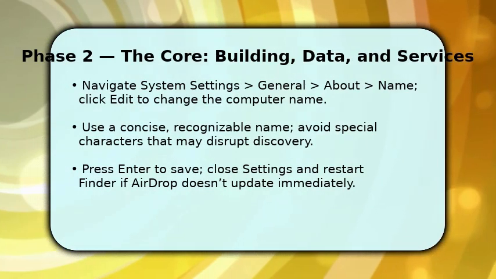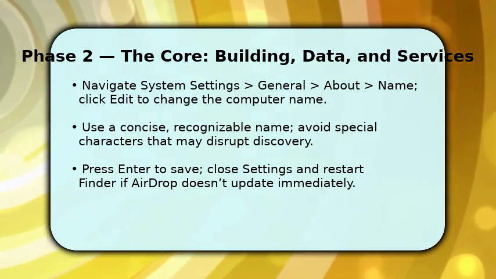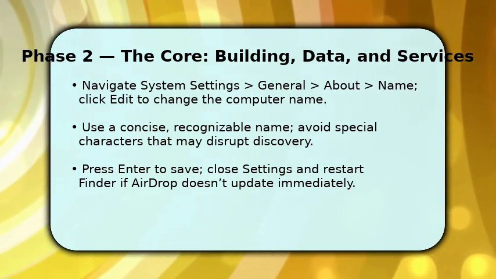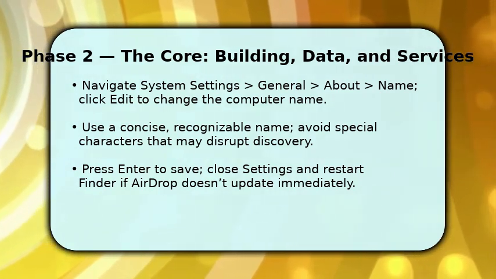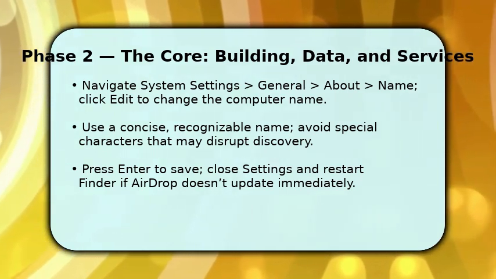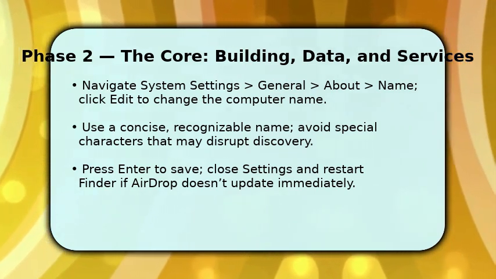Now you change the actual computer name that AirDrop broadcasts. You go to System Settings, General, About, and click the name field to edit. This is the source of your AirDrop identity. Use a short, clear name so contacts can recognize you, and avoid odd punctuation that might cause visibility issues. After you press Enter, the system saves the new name.